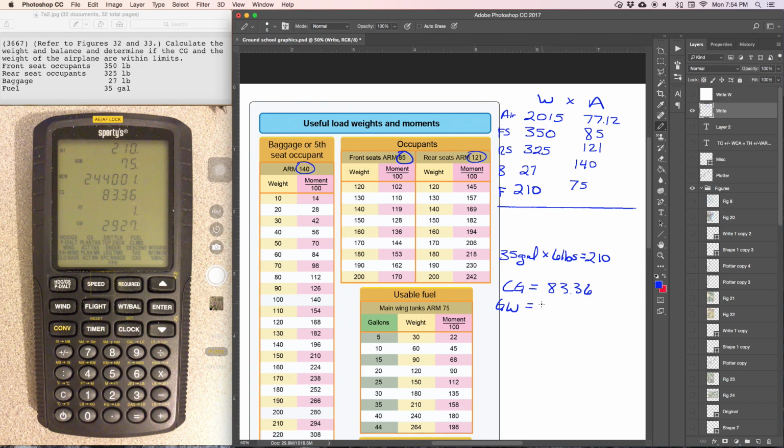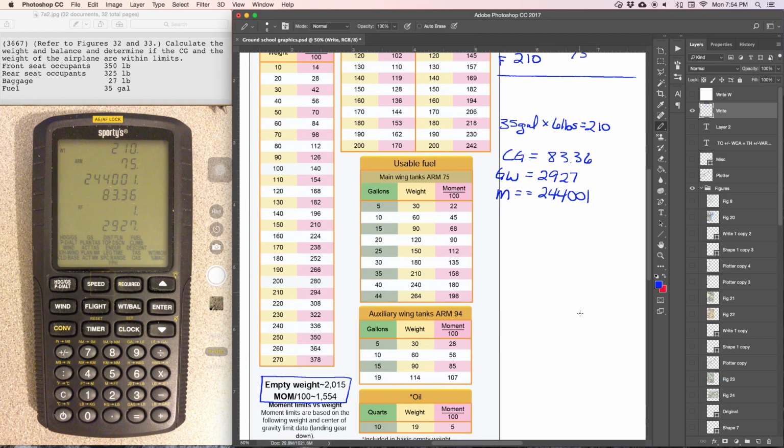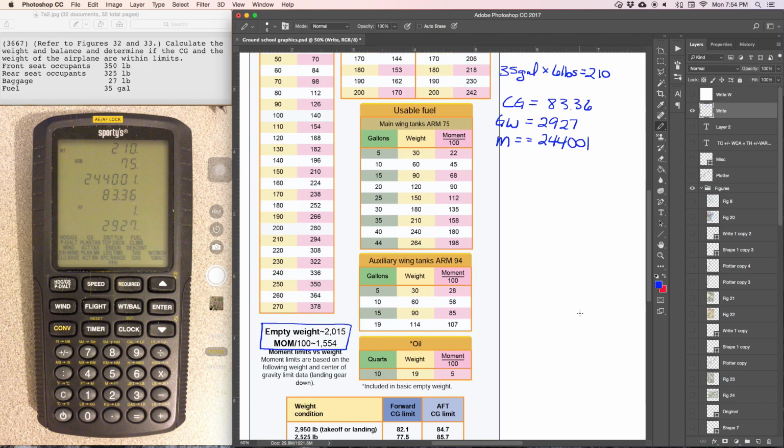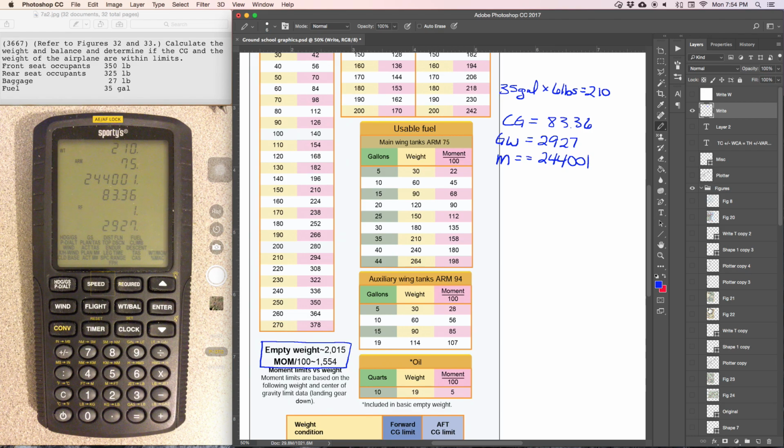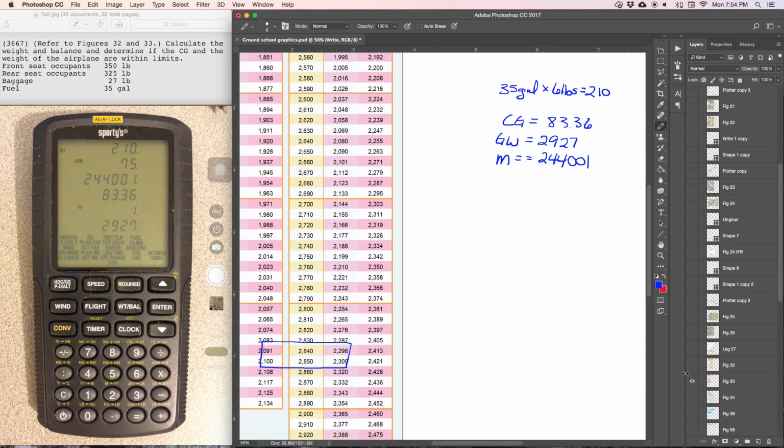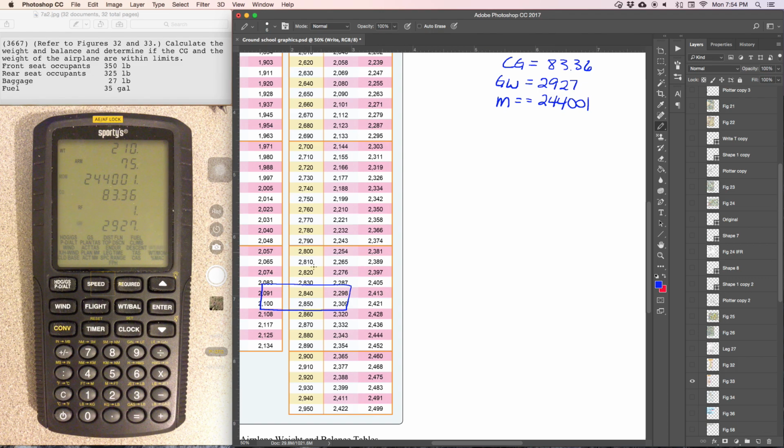Gross weight is 2927, and moment equals 244001. All right, so now we'll go to the next figure, figure 33. We can find center of gravity, our gross weight 2927. So somewhere between here, 2927.